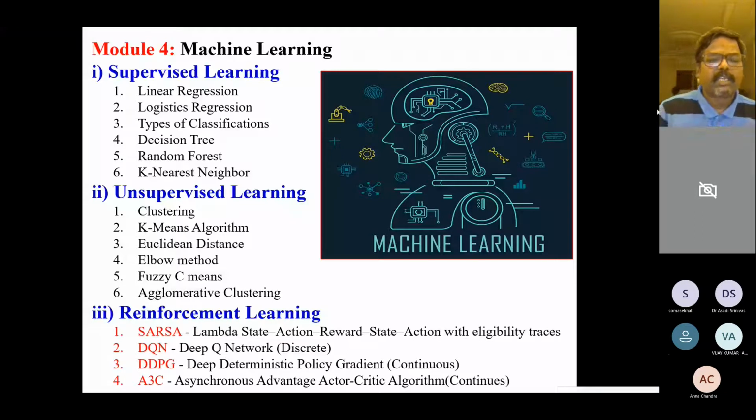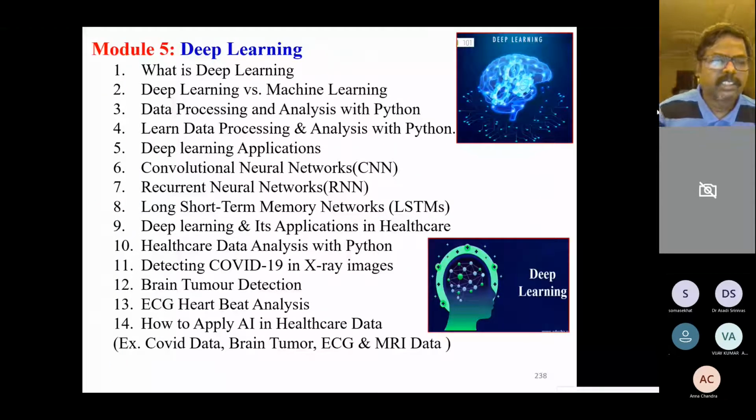Reinforcement learning is nothing but based on the punishment and reward, we are solving the applications, especially gaming applications. So there are various algorithms like SARSA, DQN, DDPG, A3C. These are the various reinforcement learning applications. Then followed by the deep learning applications. What is meant by deep learning? What is the difference between deep learning and machine learning?